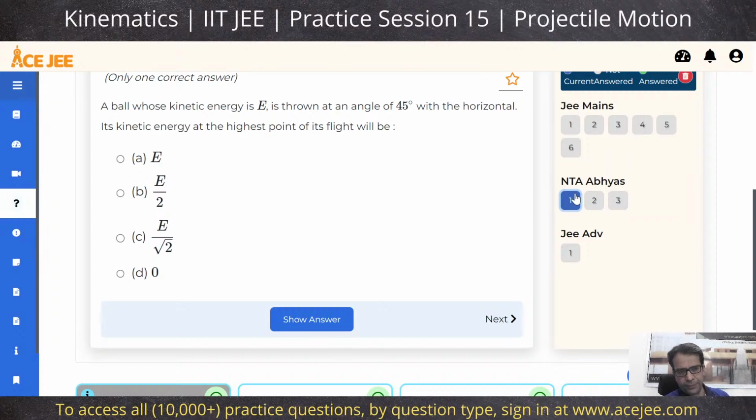Let me read through the question. A ball whose kinetic energy is E is thrown at an angle of 45 degrees with the horizontal. Its kinetic energy at the highest point of its flight will be how much?